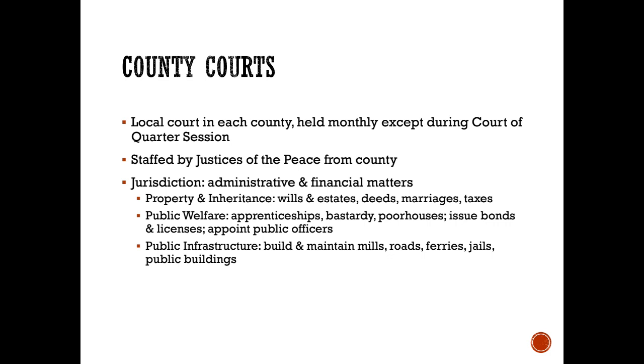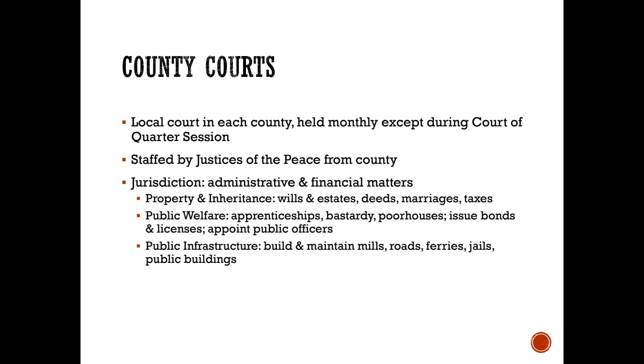So anything to do with property inheritance, like wills and estates, deeds, marriages, taxes, that's kind of what they handled: who owned property and how much money they owed the tax for it. Then public welfare and public infrastructure was where they spent this kind of money.